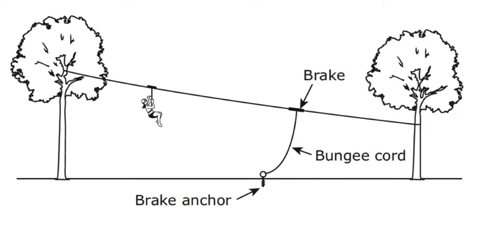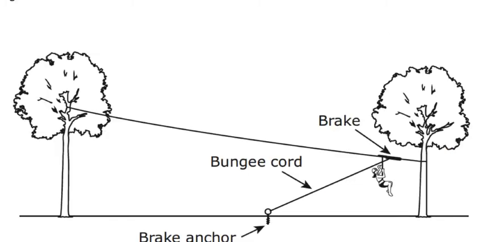The brake has a hole through the middle of it, and the cable goes through that hole so the brake can slide along the cable. The brake is connected to the anchor with a bungee cord. A bungee cord is like a rope except that it stretches. When the rider reaches the brake, it is pushed along the cable and starts stretching the bungee cord. Once the bungee cord is stretched as far as it will go, the brake will not be able to go any farther.